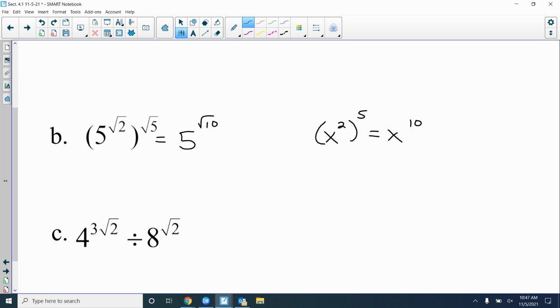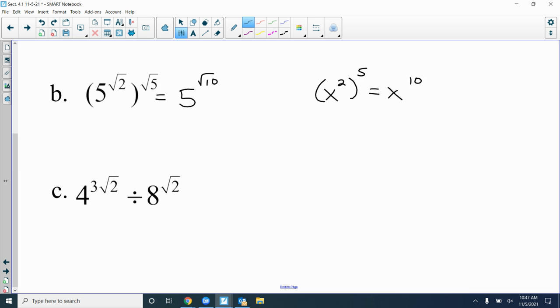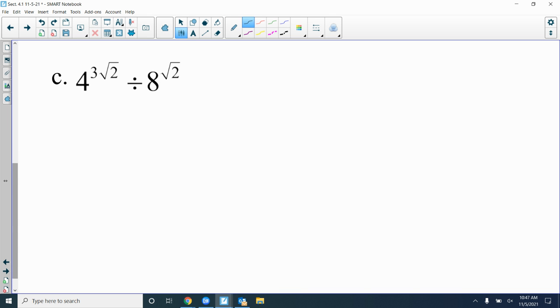All right, now write down that third one. This one gets a little messy. All right, so if you see this as a division, what we want to do is write it as a fraction. So I'm going to make this 4, 3 radical 2 over 8 square root of 2. All right, the final answer is 2, 3 radical 2. That's our final answer. How do we get that?